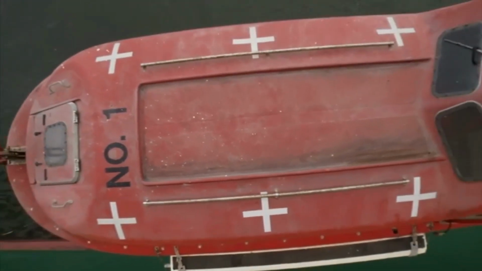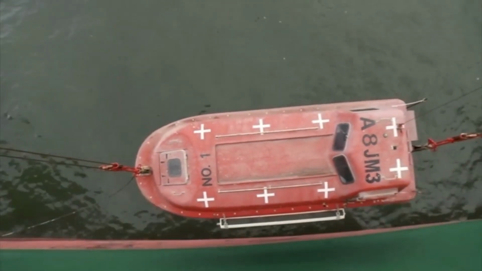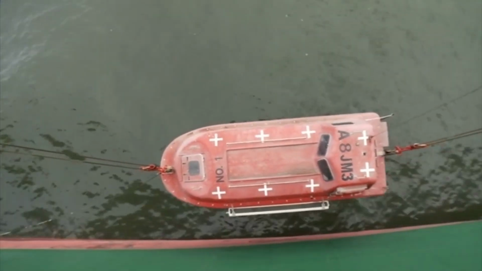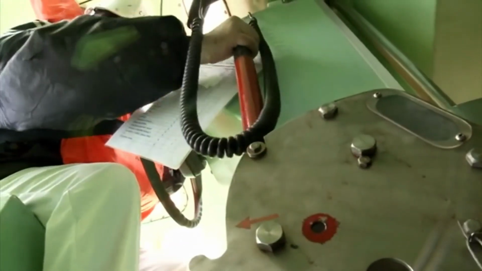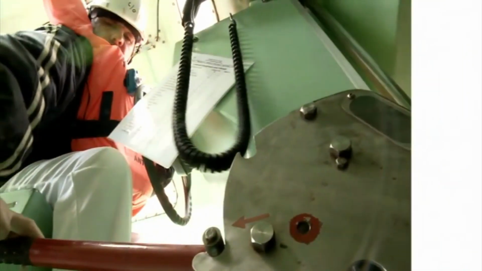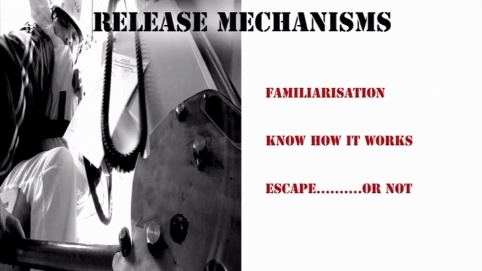A further safeguard against early release is the hydrostatic interlock in the keel of the lifeboat. This prevents release until the keel is under the water, although there is an option to override this mechanism. This procedure must be initiated only by the person in charge. Make sure you are familiar with the release mechanism fitted to the survival craft on your ship. Knowing how it works could be the difference between escape or not.